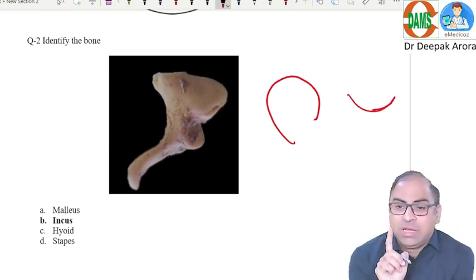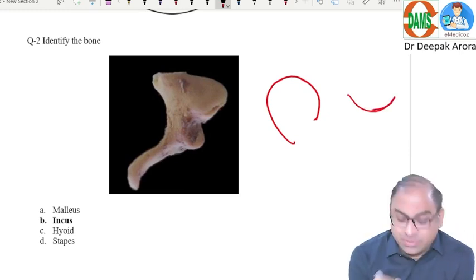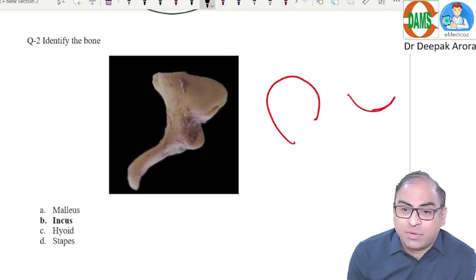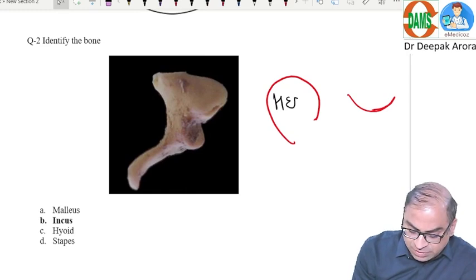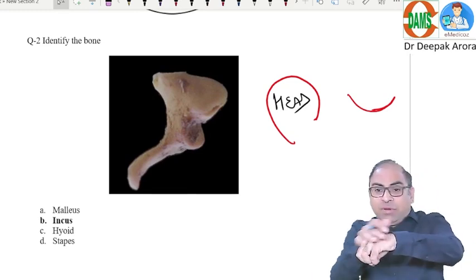If you have revised again, here comes the importance of revision. When we were drawing the malleus, the first part I taught you was the head of the malleus. Now beta, the head of the malleus will be a convex surface.